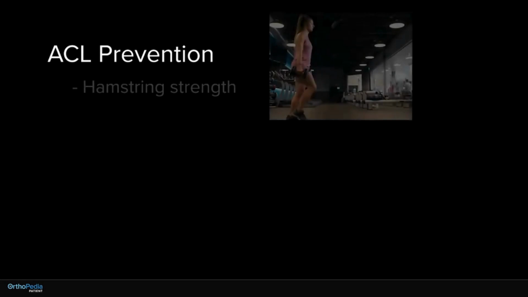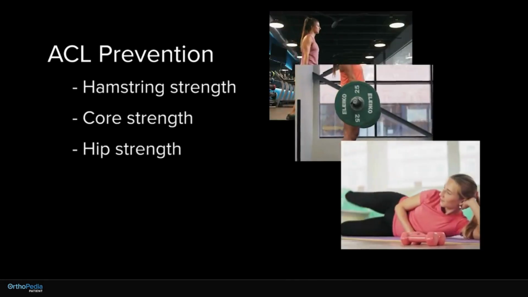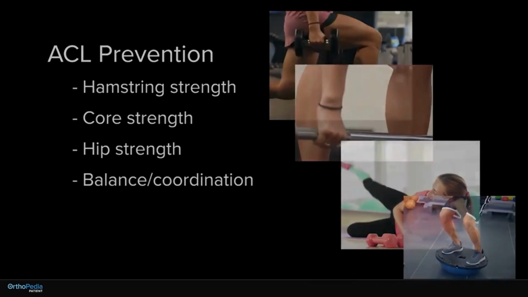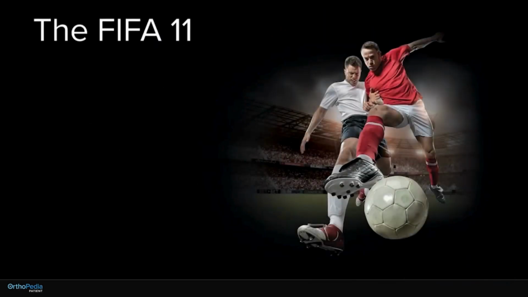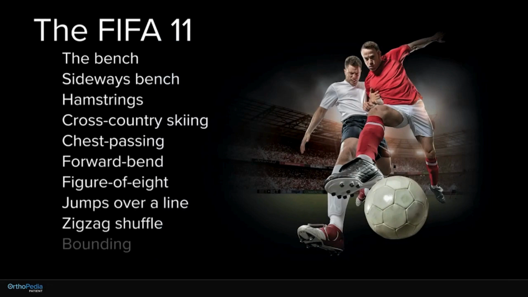There are certain measures that can be taken to help minimize the risk of an ACL tear. Many ACL prevention programs that exist typically recommend the following exercises: hamstring strengthening, core strengthening, hip strengthening, and balance and coordination. For example, the FIFA 11 ACL prevention program was originally designed for soccer players, but can be used by any sport involving cutting or pivoting. It utilizes 11 different exercises that can help minimize the risk of getting an ACL tear.